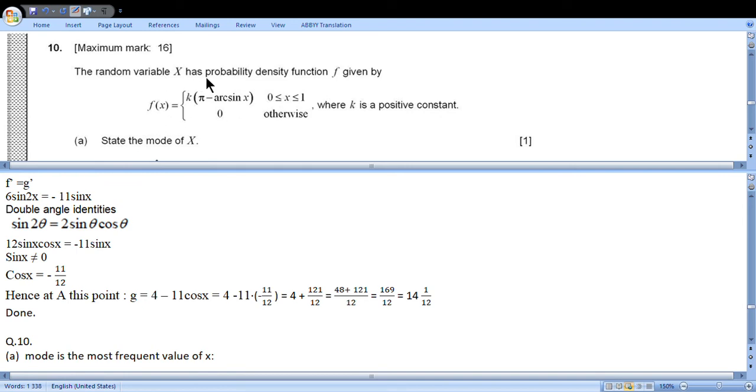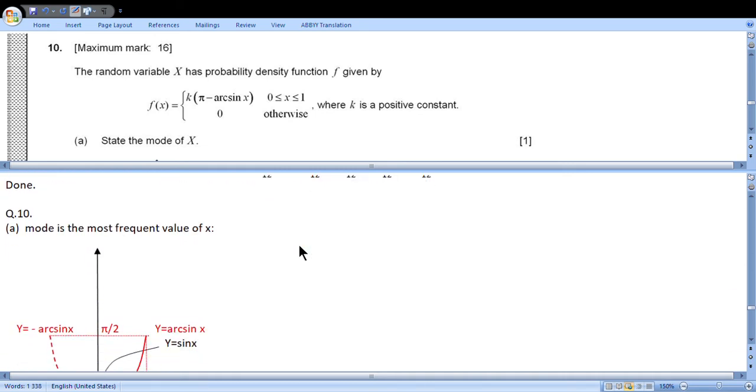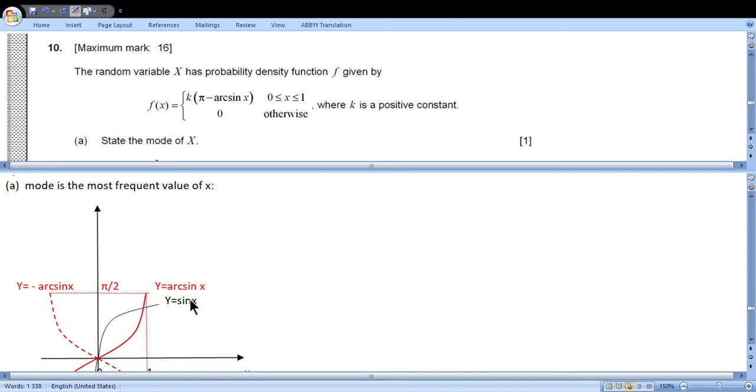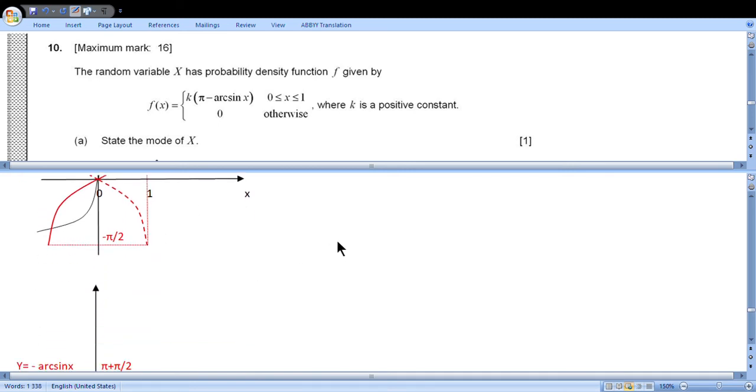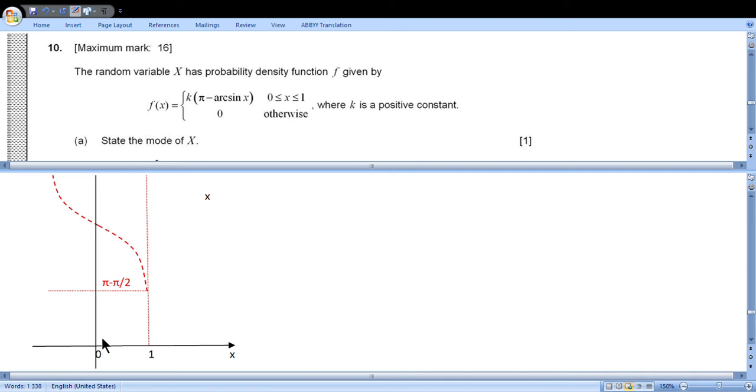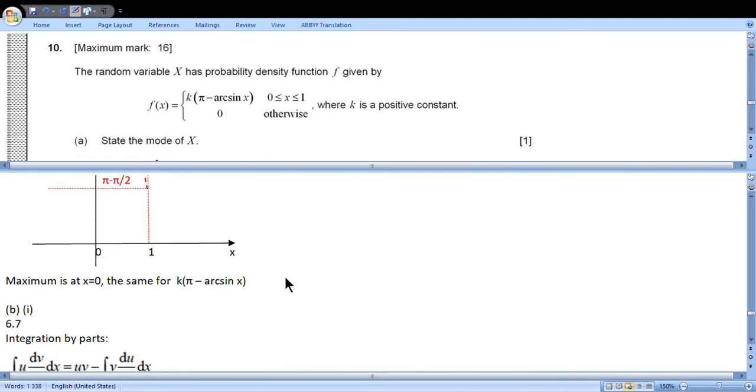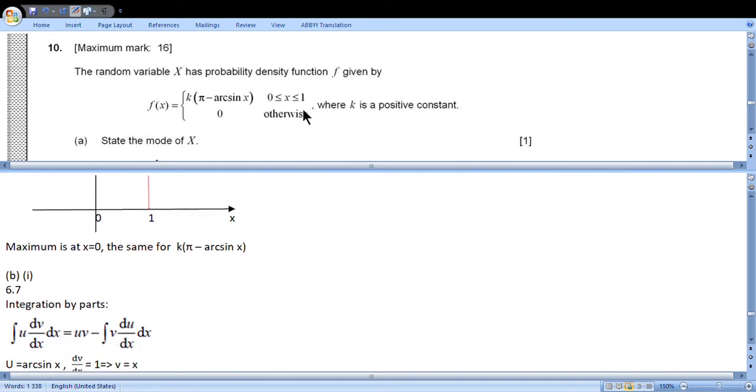Question 10. The random variable x has probability density function given by this expression. State the mode of x. The mode is the highest frequency. So I decided to draw the graph. So arcsine, then minus arcsine, then pi minus arcsine looks this way. From 0 to 1 we have a function which is decreasing. It means that it has a maximum at 0. So the answer is maximum at x equals 0.